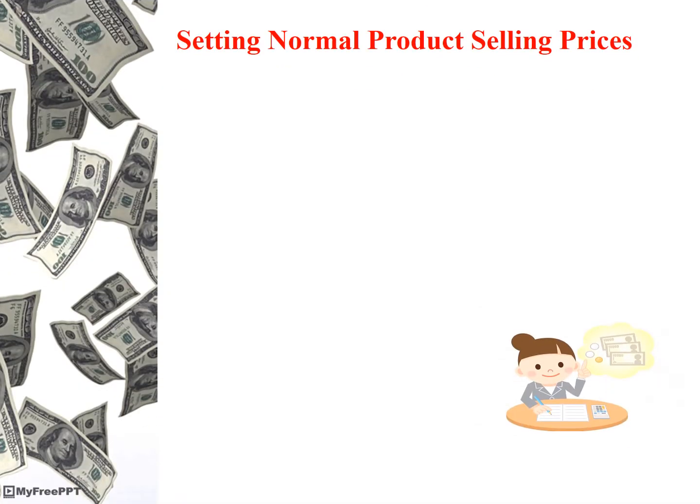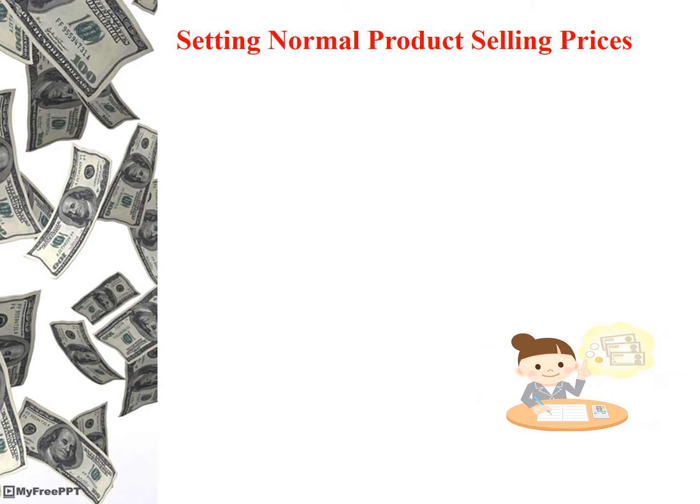Setting normal product selling prices. The normal selling price is the target selling price to be achieved in the long term. The normal selling price must be set high enough to cover all costs and expenses, such as the fixed and variable costs, and provide a reasonable profit.